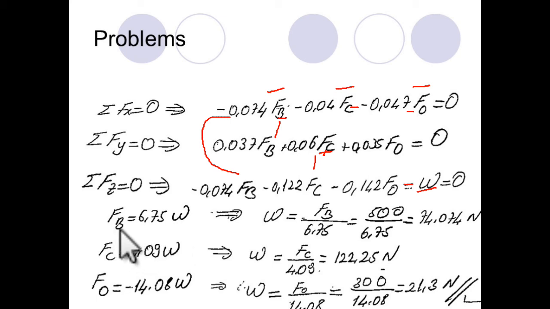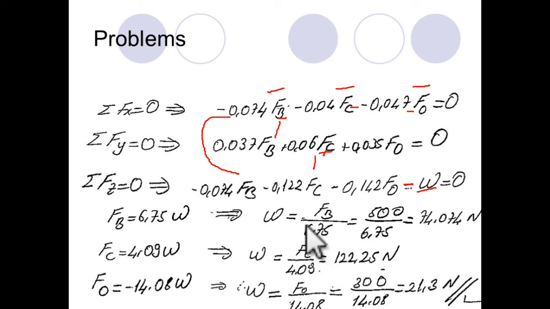So remember that FB and FC are tensions in the cord, and FO is the force which comes to the pole. So W is a positive quantity because of the choice of our direction. We know that it's positive. Therefore, FB and FC are positive, we can say it, and FO is negative because it is compression. Now, from these equations, I can calculate W by means of FB, FC, and FO.